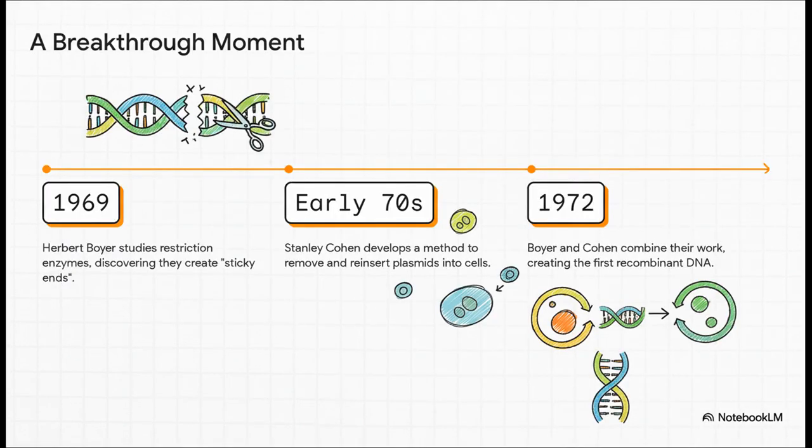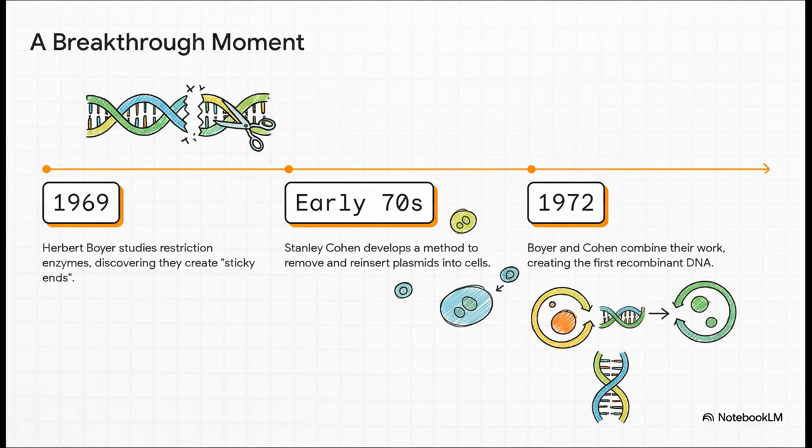So where did this all begin? It's a pretty cool story, actually. Back in the early 70s, you had these two scientists, Herbert Boyer and Stanley Cohen. Boyer was studying these amazing enzymes in E. coli that could cut DNA at specific spots, leaving these things he called sticky ends. At the same time, Cohen was getting really good at taking tiny rings of DNA called plasmids out of bacteria and putting them back in.